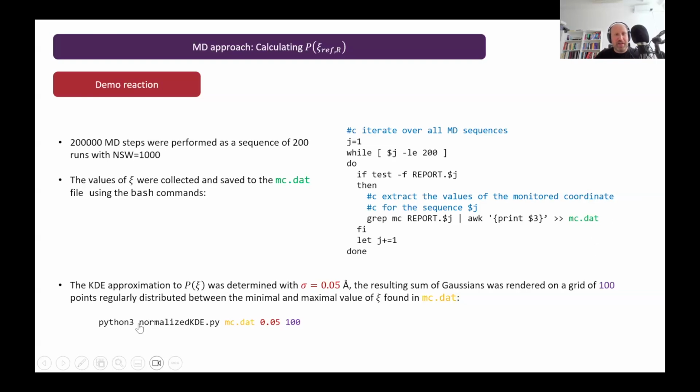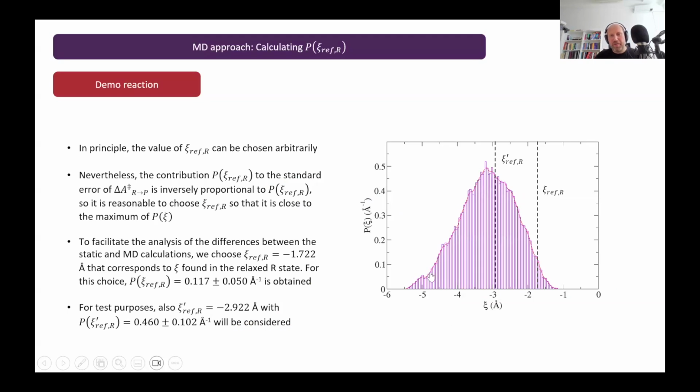Afterwards, I post-processed that. I used kernel density approximation with this smoothing parameter, and the resulting sum of Gaussians was then rendered onto a grid of 100 regularly distributed points. Okay, so I realized that with a utility called normalized KDE, which takes the name of the file with data, a smoothing parameter, and the number of grid points as arguments. So here is the result.